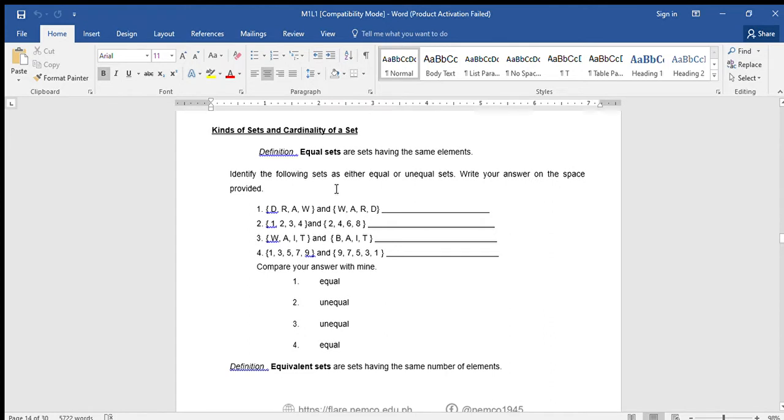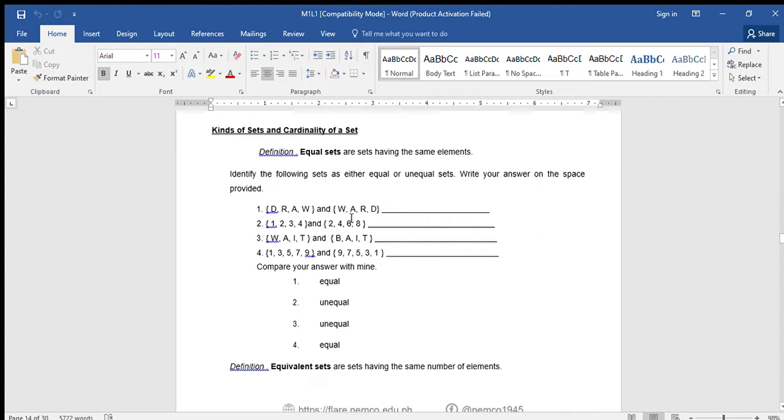Identify the following sets as either equal or unequal sets. Write your answer on the space provided. So we have here number 1. So the elements there are D, R, A, W, and W, A, R, D. So number 1, is it equal or not?